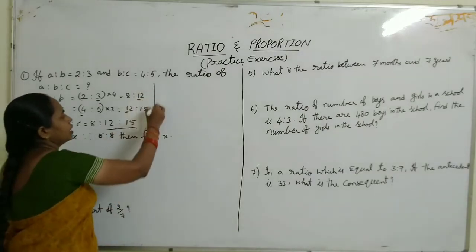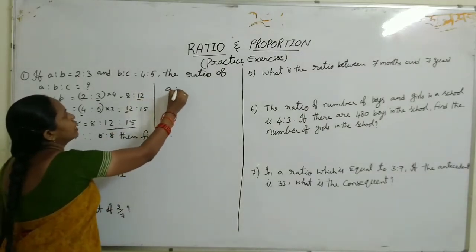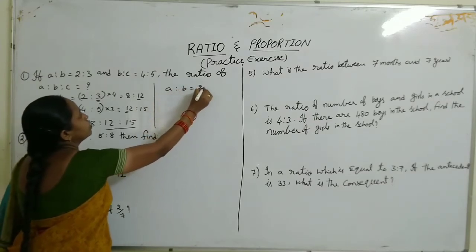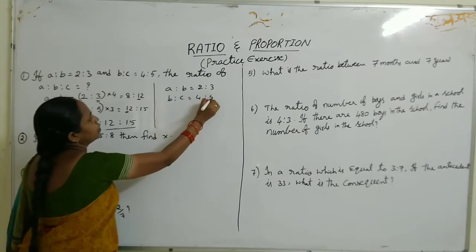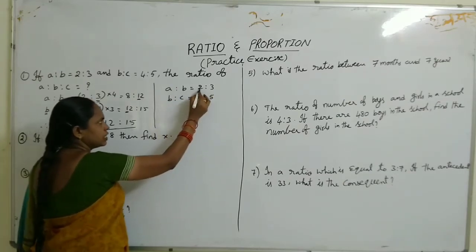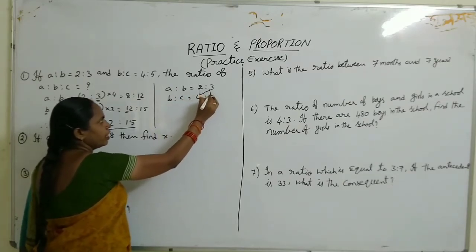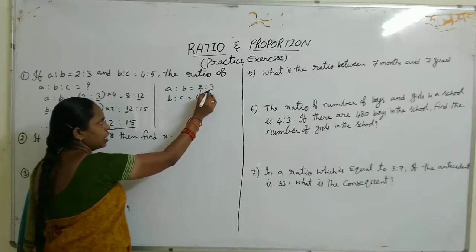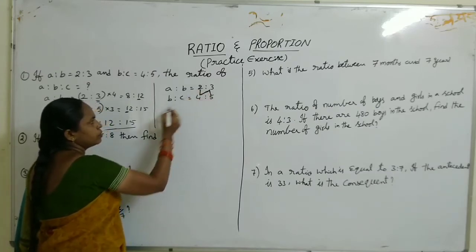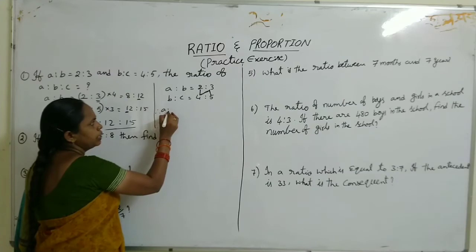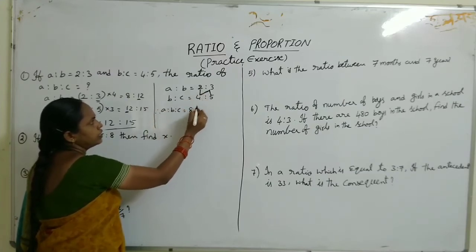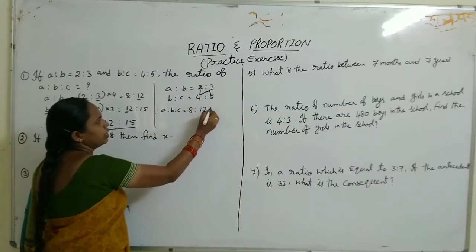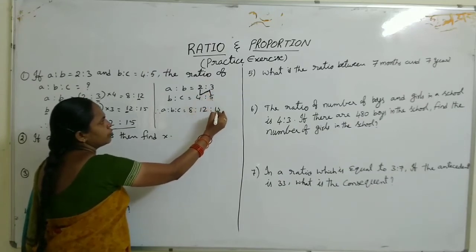We can also do this directly, like this: A is to B equal to 2 is to 3 and B is to C equal to 4 is to 5. This is the reverse process. So for example, A is to B is to C equal to 2 into 4, 8, 4 into 3, 12, is to 3 into 5, 15.